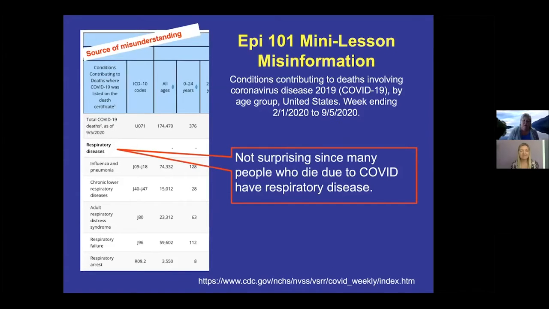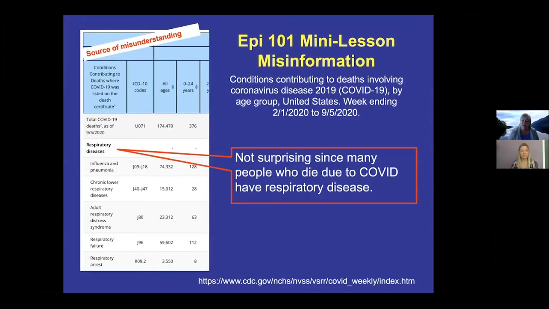The source of this misunderstanding is from a table that was put out by the CDC. And the title of that table was Conditions Contributing to Deaths Involving Coronavirus Disease 2019 by age group. And in that table, this is just the left side of the table, there's a whole list of other diseases that are mentioned on the death certificates of people that die from COVID. You can see here there are 174,000 COVID deaths at the time this table was made. But we also had 74,000 of those that mentioned influenza and pneumonia, and 59,600 that mentioned respiratory failure.